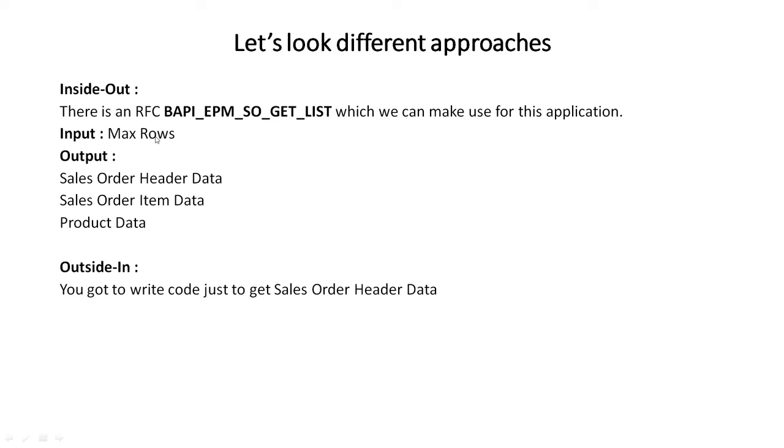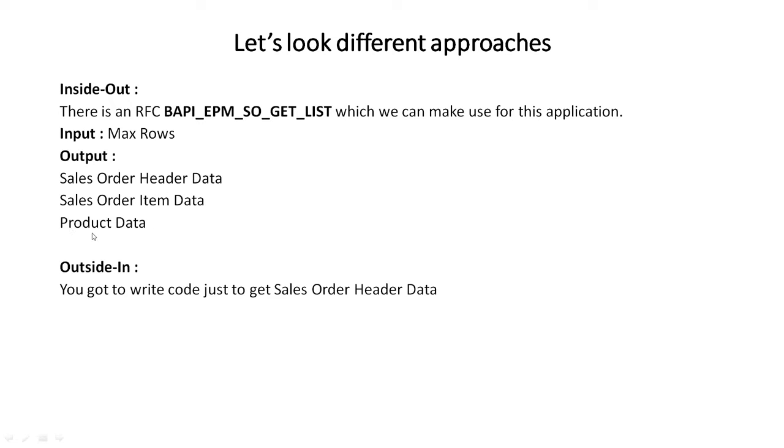Since we followed inside-out modeling today, there is a function module, BAPI_APM_SPO_GETLIST, which will give us sales order data: sales order header data, sales order item data, and the product data. In the outside-in approach, we looked at this function module, but when we request the sales order header data, this function module is doing extra logic to give us sales order item data and the product data, which we don't want.